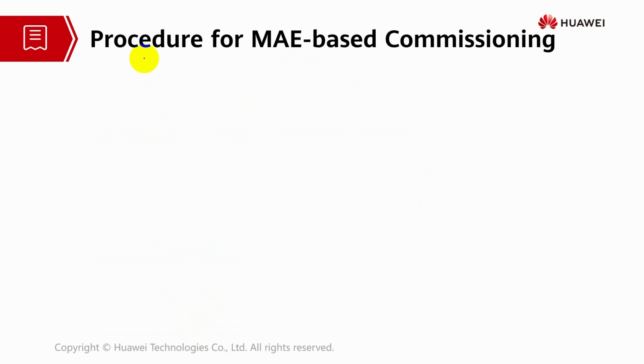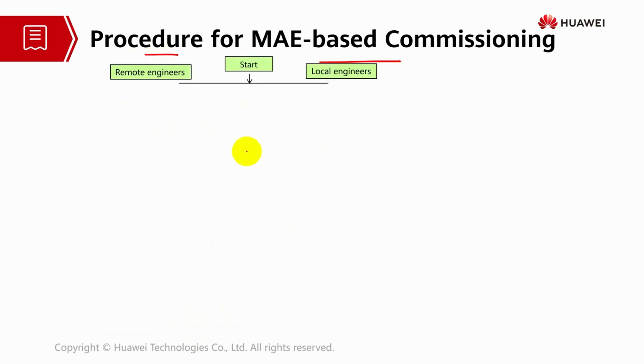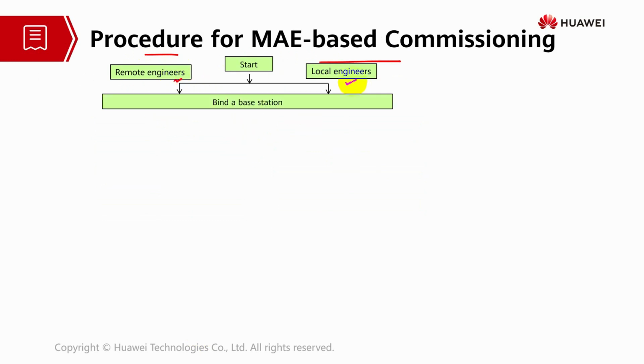Let's go through the procedure for the MAE based commissioning. Again, for this part, it is between the remote engineer and the local engineer. This is the continuation. Upon the commissioning task being executed, both of them need to make sure they bind the base station. They have to align the remote and the on-site engineer, and monitor the task because it's ongoing and has been executed already.